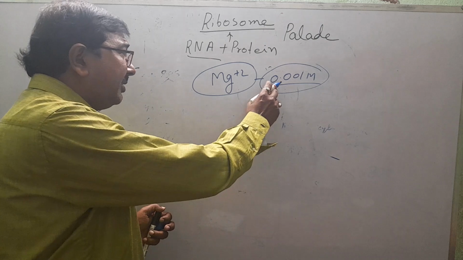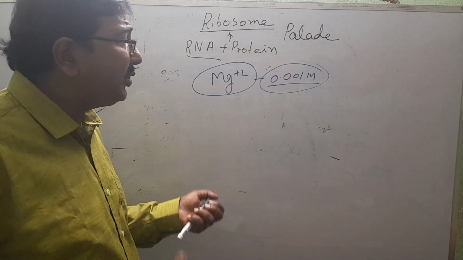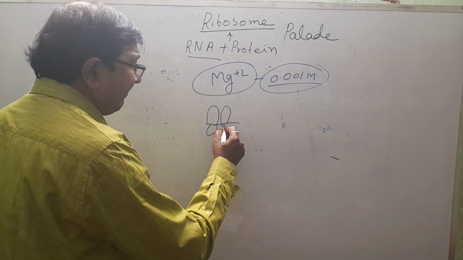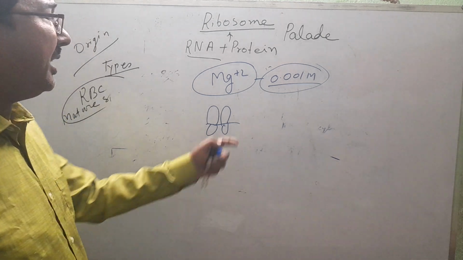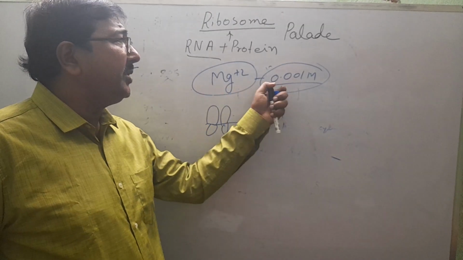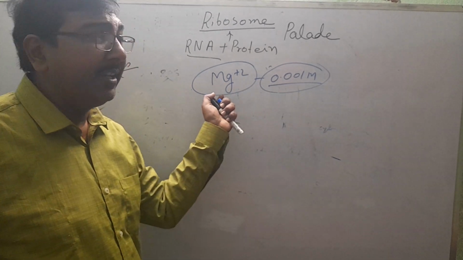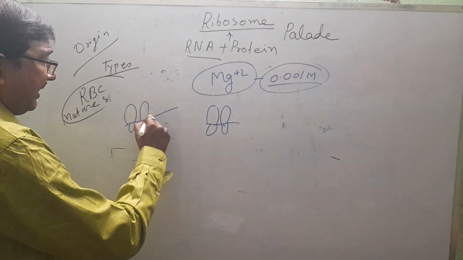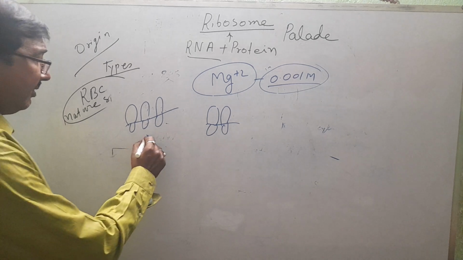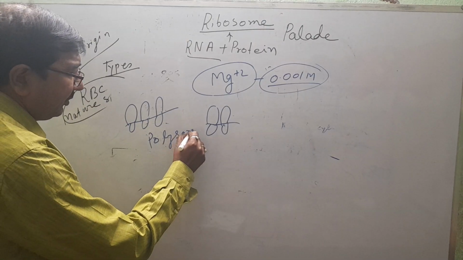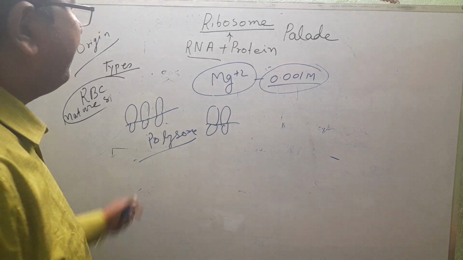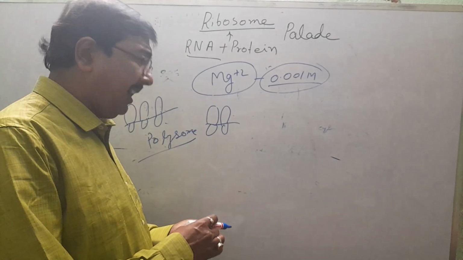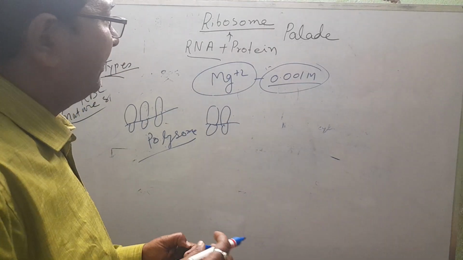And if the concentration of magnesium ion is more than 0.001 molar, then two ribosomes attach and form a dimer. So the concentration of magnesium ion during protein synthesis is very important. Another thing: when many ribosomes are present together, this group of ribosomes is called a polysome. This is very important. The main function of ribosome is protein synthesis. This process, translation, I will discuss in the next video.